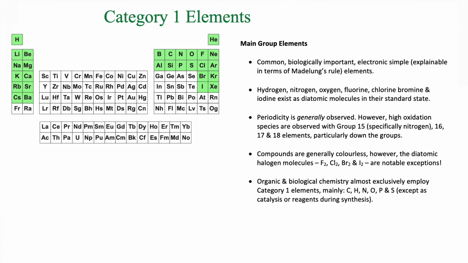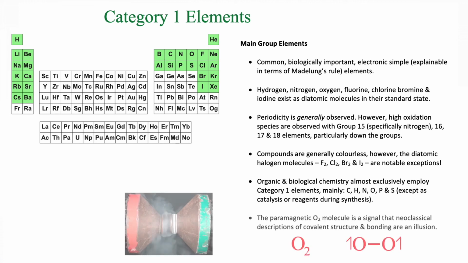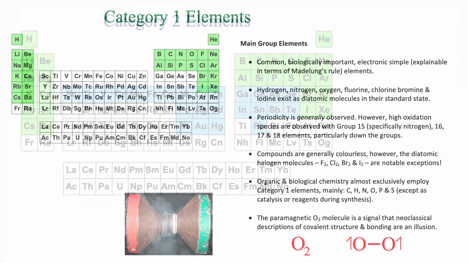Organic and biological chemistry almost exclusively employ category 1 elements, mainly carbon, hydrogen, nitrogen, oxygen, phosphorus and sulfur, except as catalysts or chemical reagents during synthesis. It must always be remembered that the paramagnetic O2 molecule is a signal that the neoclassical descriptions of covalent bonding and structure are an illusion.